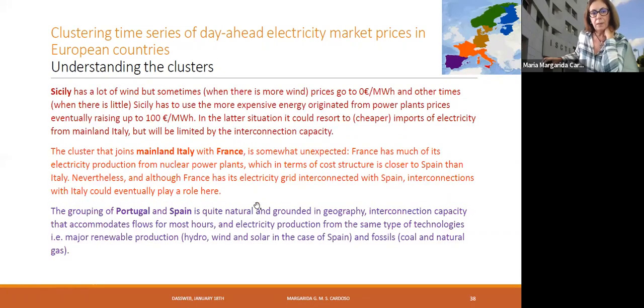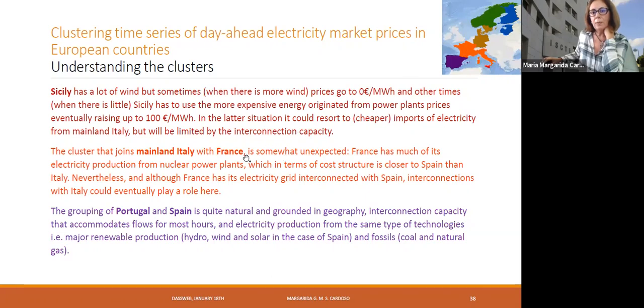Sicily, it has a different pattern. A lot of wind, but the variability of the wind is very high. So when it has to resort to the mainland energy and import electricity from mainland Italy, the prices can be very, very different. And of course, it is also limited by the interconnection capacity with the mainland.